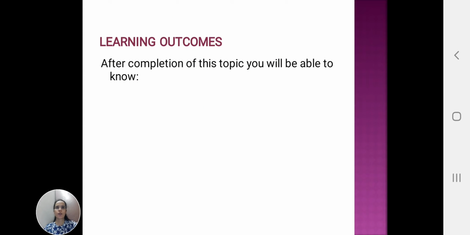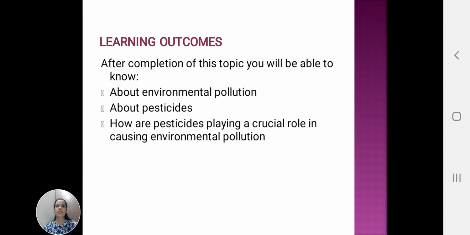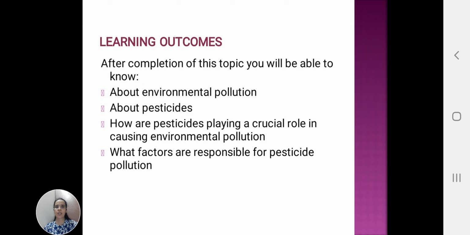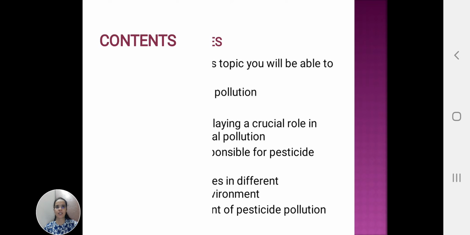The learning outcomes of this module will be to know about environmental pollution, to know about pesticides, how pesticides are playing a crucial role in causing environmental pollution, what factors are responsible for pesticide pollution, dynamics of pesticides in different compartments of environment, and effective management strategies of pesticide pollution.